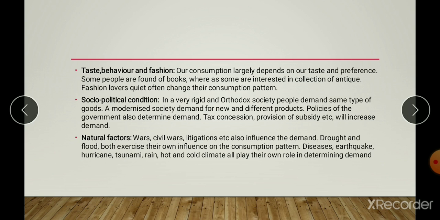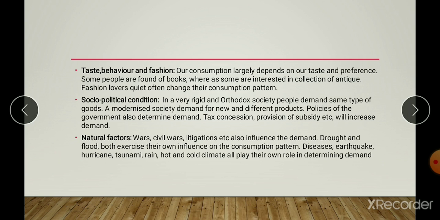Let us take an example: if the weather condition is too hot, as you experience nowadays, the climate is too hot, so people prefer more cool drinks, so the demand for cool drinks is more, right? So this is the natural condition.